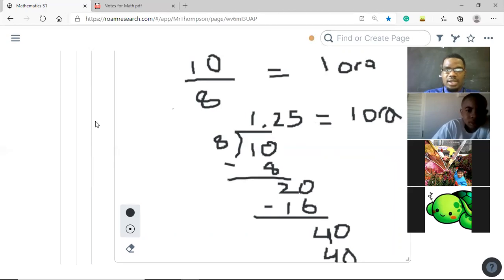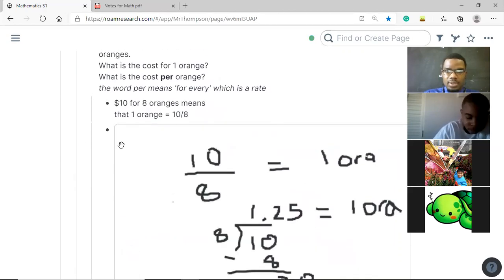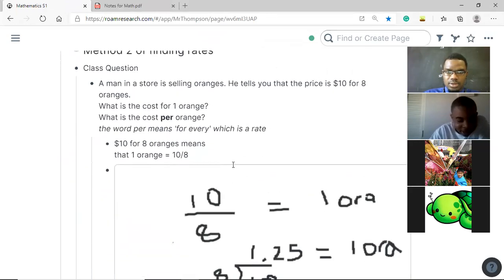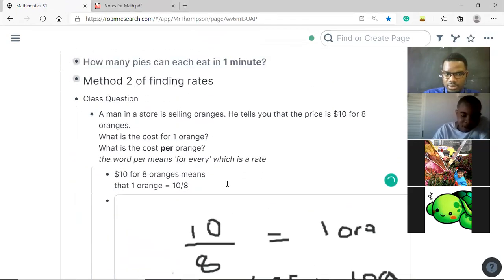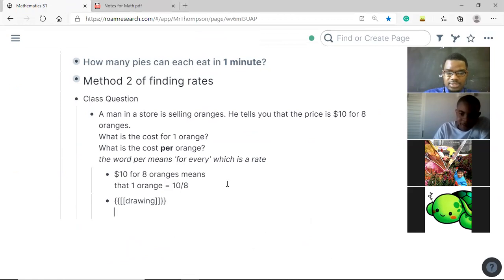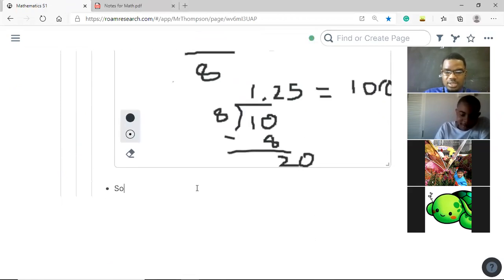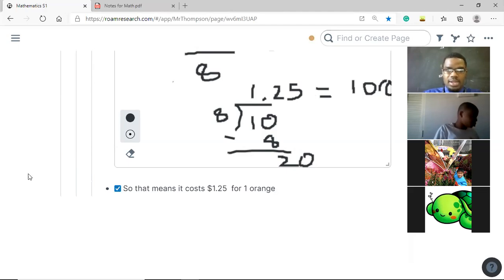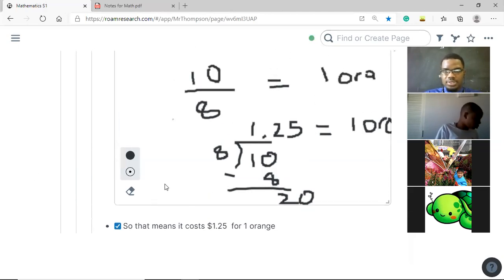So let's write that down. Go down here. Boy, maths can be fun at times if you know how to do it, right? Yes, so true. Otherwise, some people hate math so much. So that means it costs $1.25 for 1 orange. And that's the quick answer for the quiz.